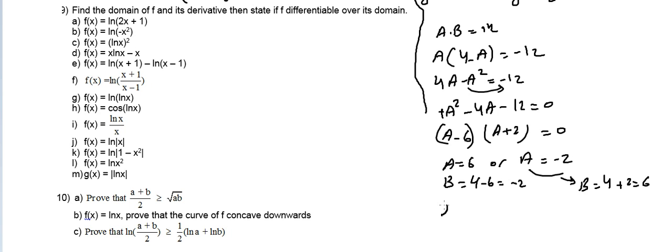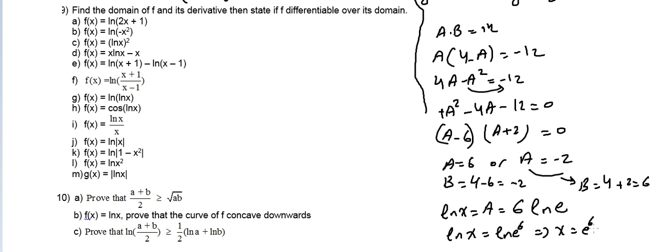Now, but a, I substituted instead of ln x, right? Ln x is a. So ln x is 6, and 6 is 6 ln e because ln e is equal to 1. Then ln x is equal to ln e to the power 6. Comparing, this means that x equal e to the power 6.